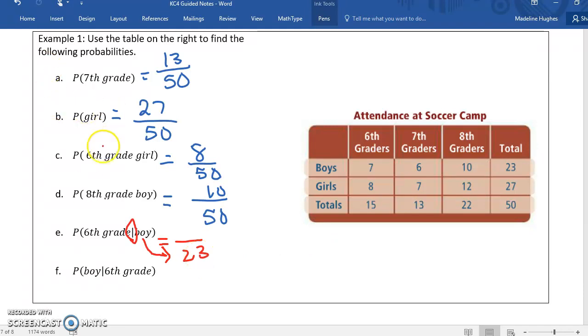Of those boys, we want 6th grade. So I go back over here, boys, 6th grade, there are 7. That's our top number, 7 out of 23.